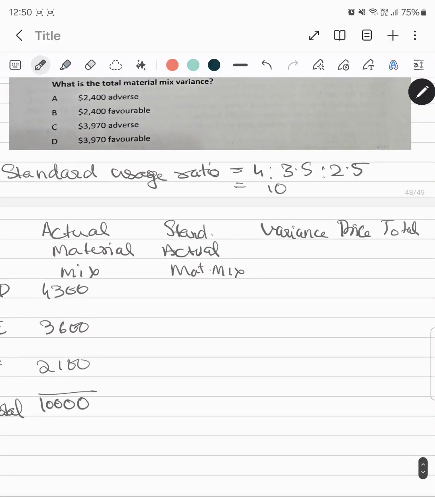We are going to use this for bifurcating this 10,000 to get the standard actual material mix. What should have been the standard actual material mix? So we'll bifurcate it in the proportion of the standard usage ratio. So 10,000 into 4, it's 4,000. 3,500.